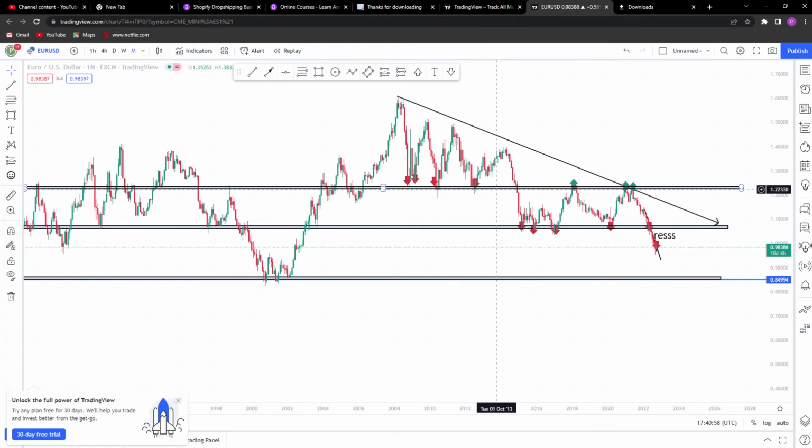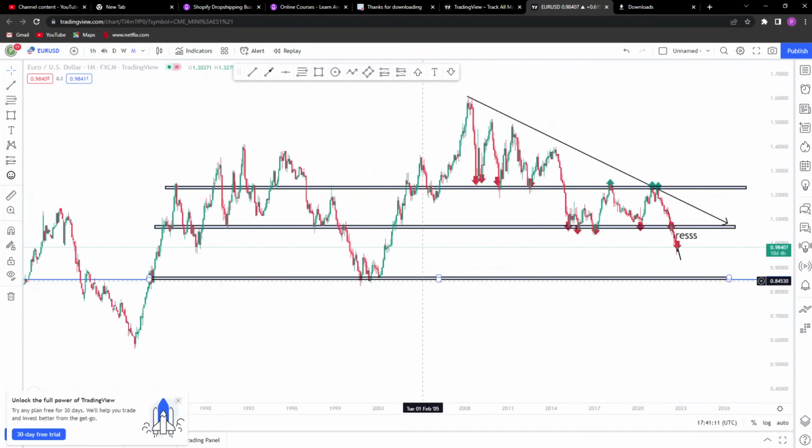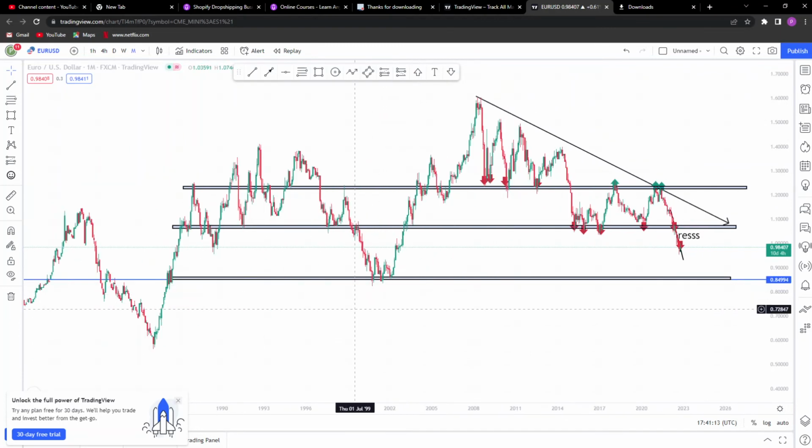Previous support becomes resistance. This guy was once acting as a support to this guy up here. Now this guy is acting as a resistance. Meanwhile, this guy is now acting as a support once price blew out. Okay, so you can understand.